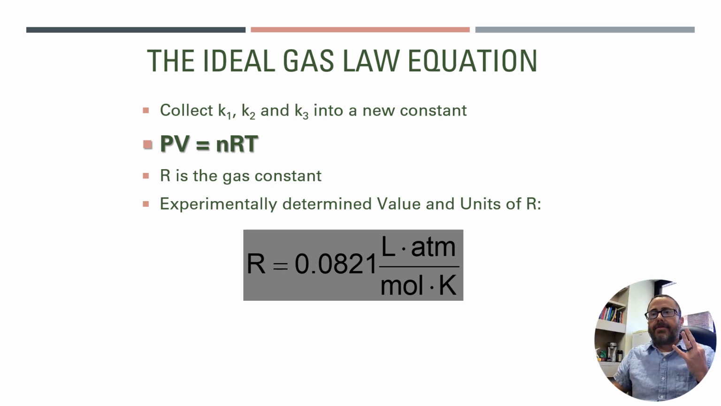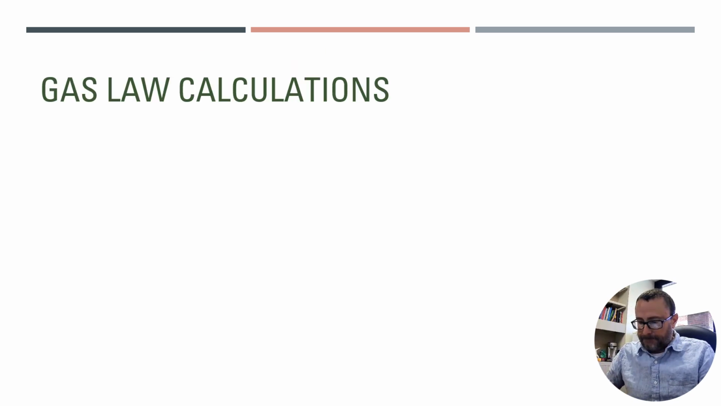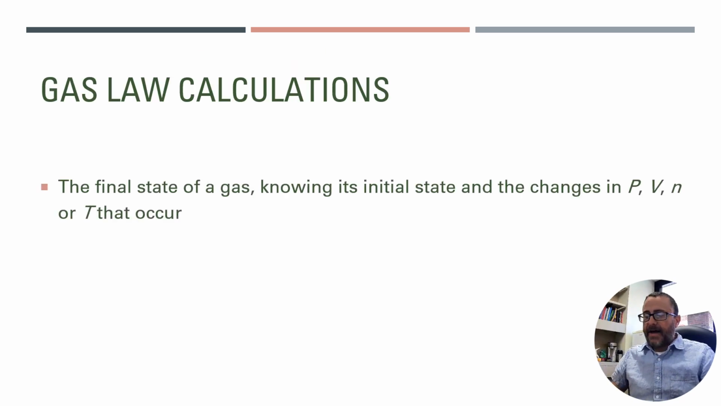All right, so there are three types of problems where we can use the ideal gas law. Number one is we can solve what we call the final state of a gas, knowing its initial state and how it changes over time. We're going to do a sample problem of each one of these three, don't worry, so I'm going to breeze over it here.